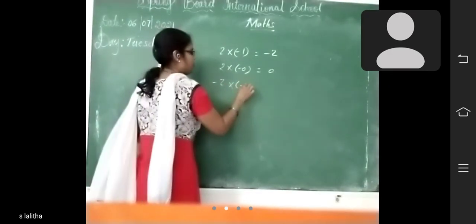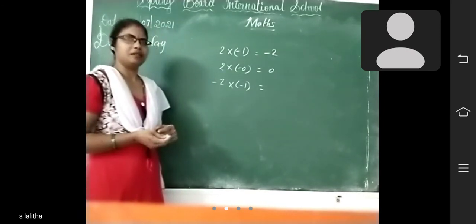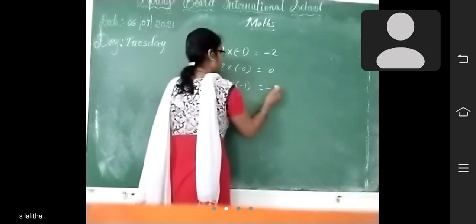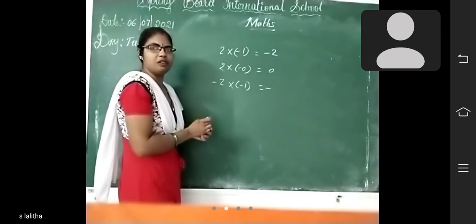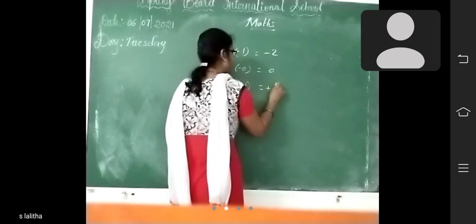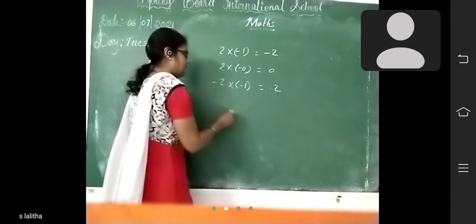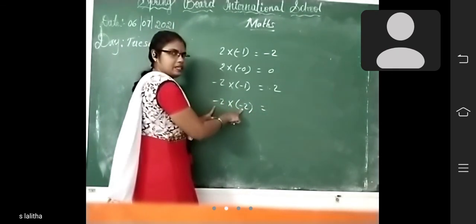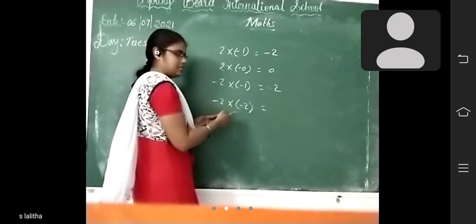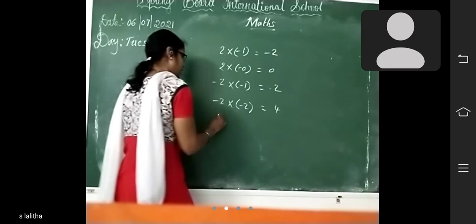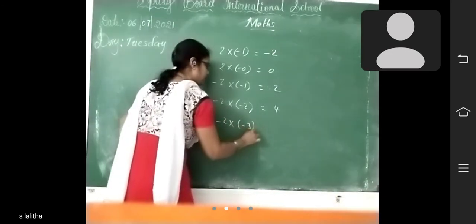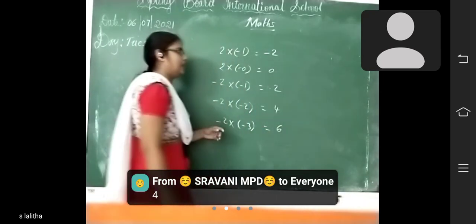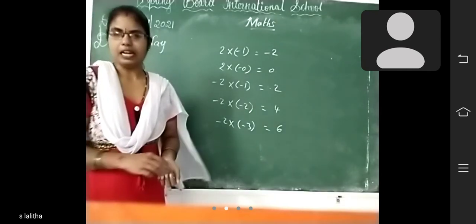Next, minus 2 into minus 1. How can you write? Here minus is there. Minus of minus, what will become? Plus. So 2 1s, how much? 2 is the answer. So plus 2 is the answer. Again, minus 2 into minus 2. Here minus is there, here also minus is there. Minus of minus, what will become? Plus. So 2 2s are 4. Again, minus 2 into minus 3. Minus of minus is plus, 2 3s are 6. Like that you can do the multiplication of integers.